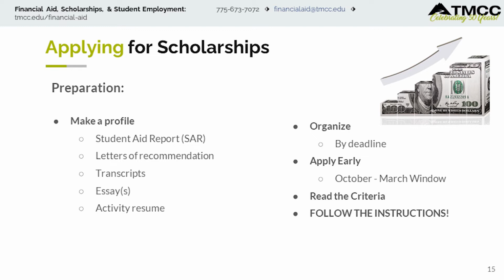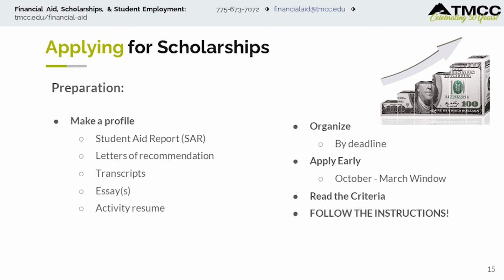Transcripts will be handy as most applications will ask for the student's high school GPA and may require transcripts as proof. If a student does not have their final transcript yet, they can estimate on early applications, but they should be prepared to submit their transcript as soon as they have them available.